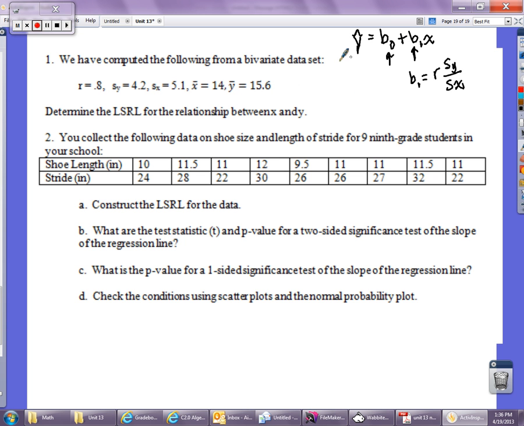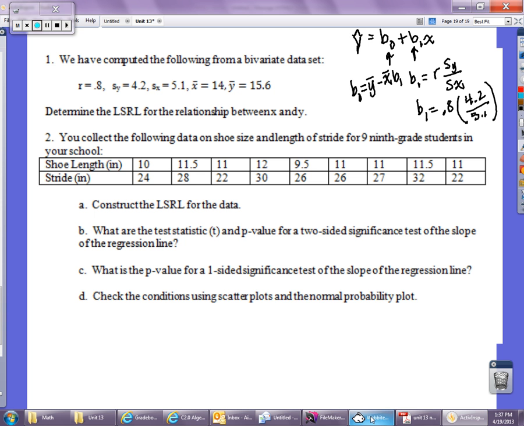B1. Once you have B1, in order to calculate B sub 0, you take the y bar and you subtract x bar times the B1. So once you get all that and substitute, then you'll be able to find out your LSLR. So here I'm going to take B1 equals 0.8 times 4.2 divided by 5.1.